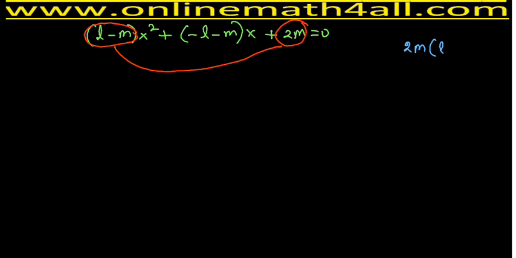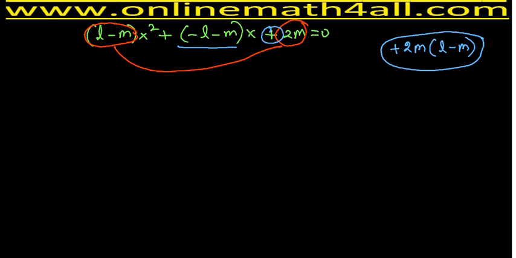will be 2m times (L − m), and here we have positive, and here also we have a positive sign. Positive times positive will be positive. So we have to multiply the constant term and the coefficient of x squared along with the signs. Positive and positive will become positive. Now we just have to factor this particular part into two factors. The multiplication of the two factors must be equal to this value, positive 2m times (L − m). The addition of those two factors must be equal to the middle term, which is the coefficient of x.